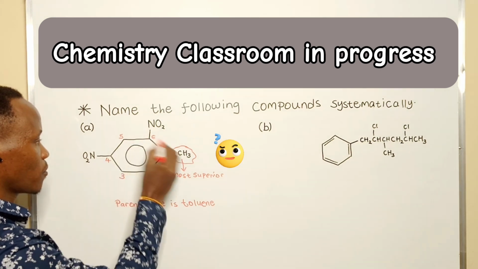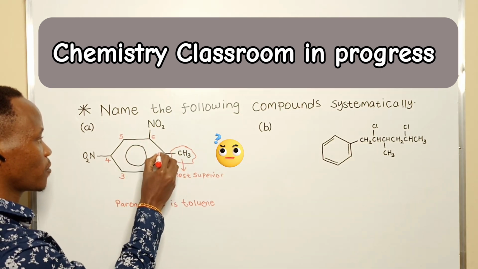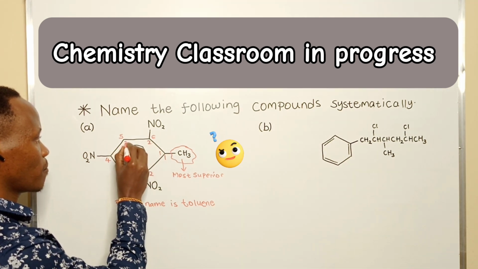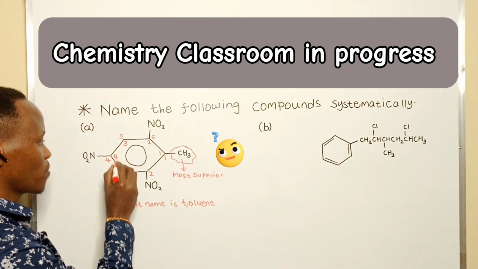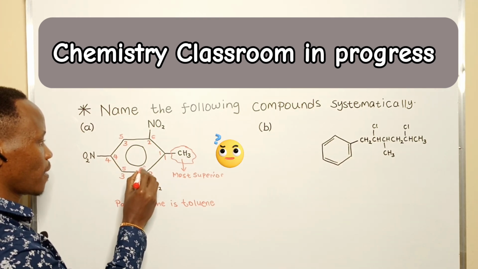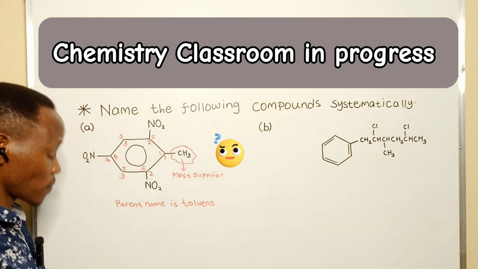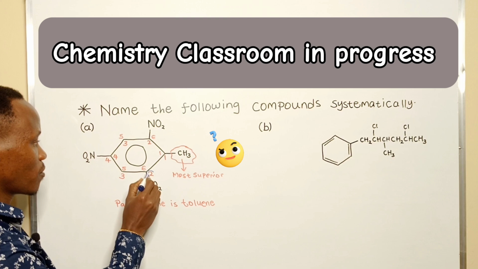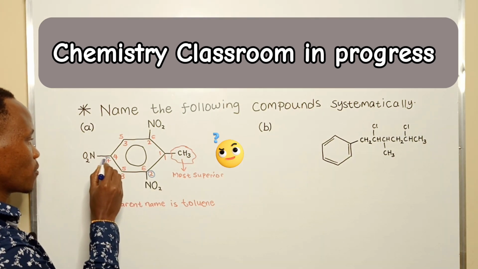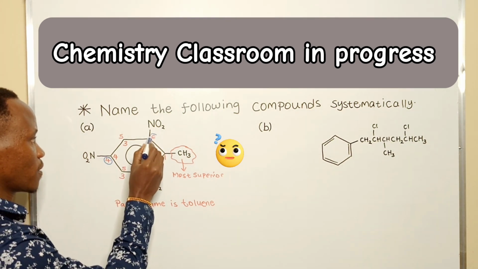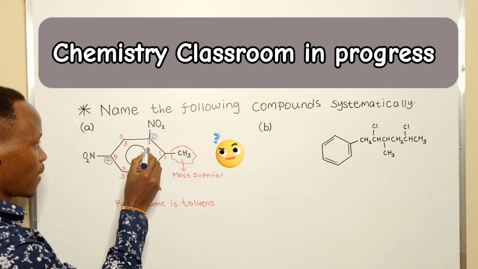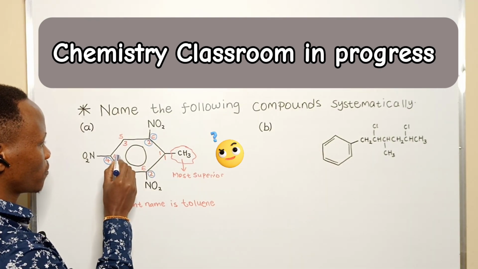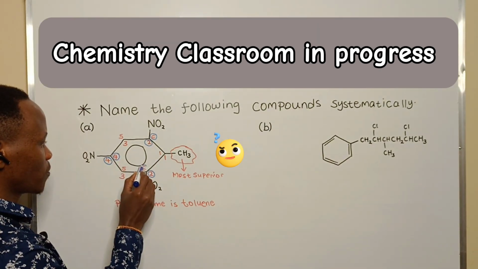Now this is in the clockwise direction. In the anti-clockwise direction, this is number 1, number 2, number 3, number 4, number 5, and number 6. So you have to identify that in the clockwise direction, you have a substituent on position 2, position 4, and position 6. In the anti-clockwise direction, you have substituents on position 2, position 4, and position 6.